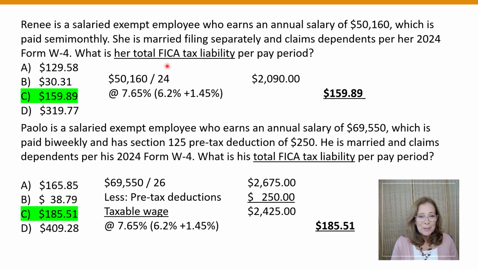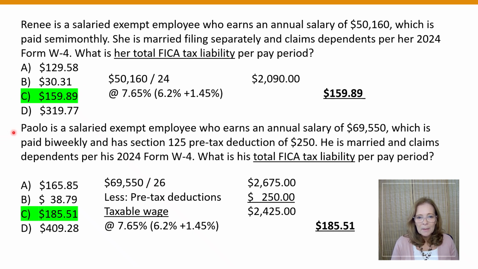So it's important that you notice that in this case, you're asked to calculate the total of both the Social Security and Medicare taxes. We start by dividing the annual salary by 24 because Renee is paid semi-monthly, which results in $2,090. And then multiply the $2,090 by 7.65%, which combines the 6.2% for Social Security and the 1.45% for Medicare taxes to get the FICA tax of $159.89. Let's look at the next example.